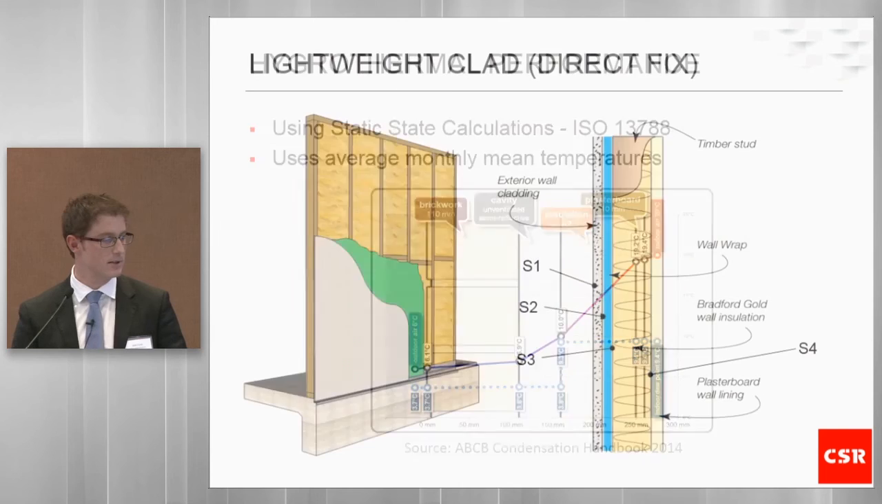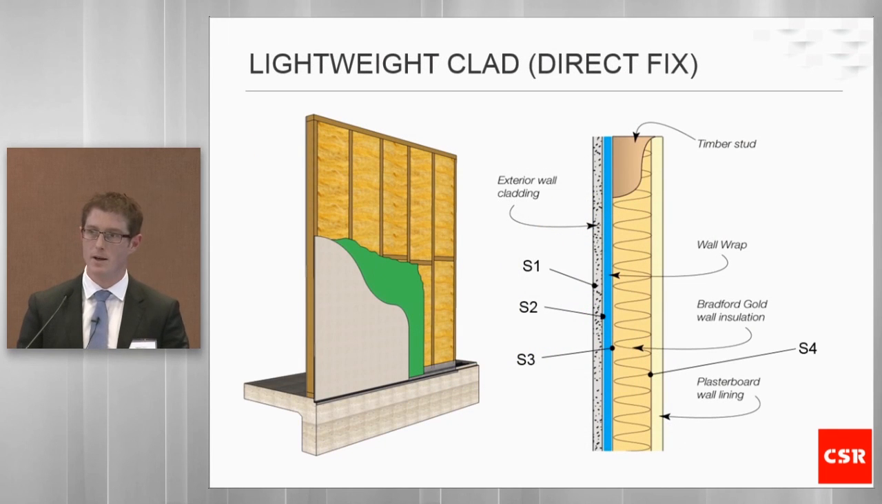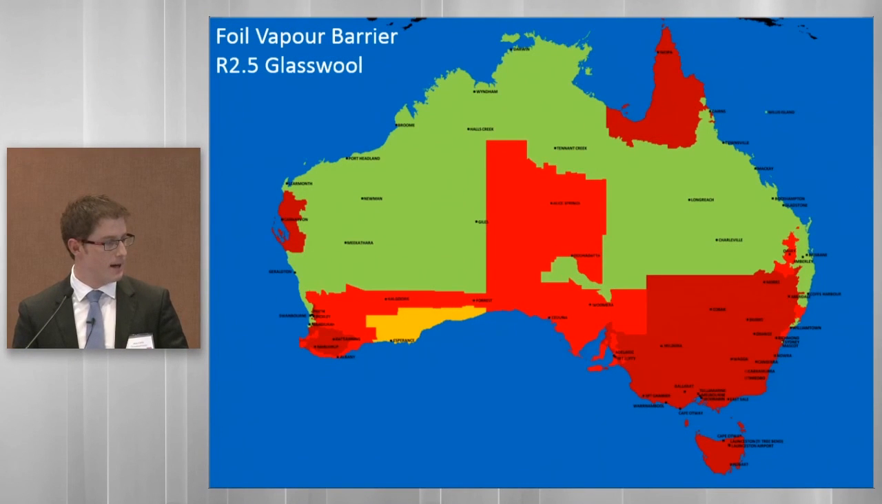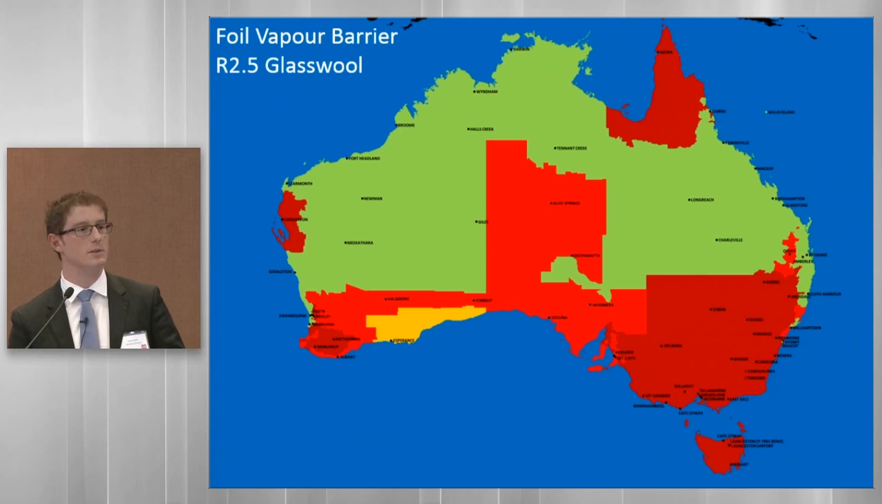So CSR has actually utilised this calculation methodology on this wall system, for example, which is a lightweight clad direct fix fibre cement system. It's got an R2.5 wall batt in there, which is 90 mil, filling the whole cavity. Then what we did is we varied the type of wall wrap in there using the calculation methodology. And what we found is with a vapor barrier, the traditional foil wraps, there's a high risk of condensation forming in many parts of Australia.